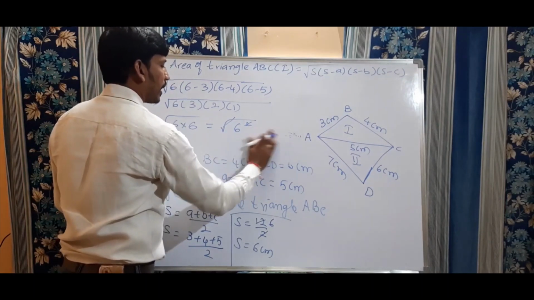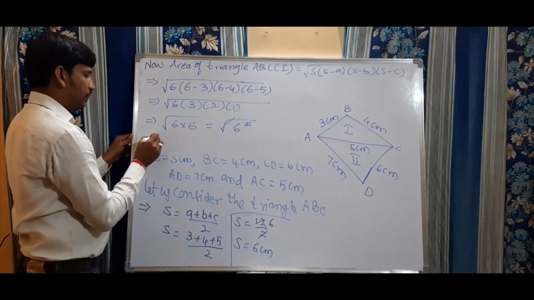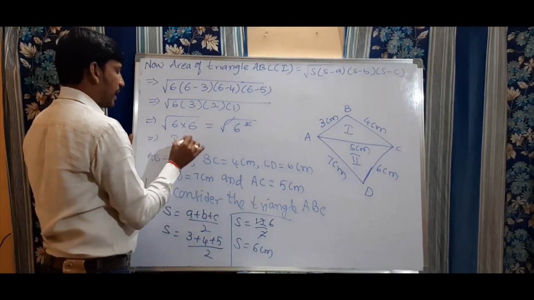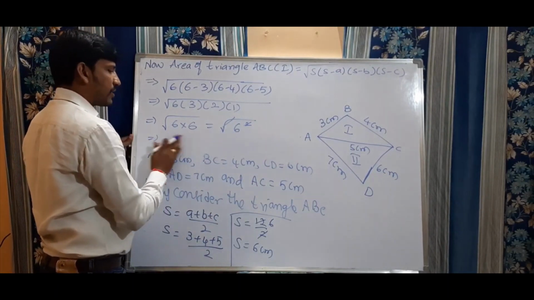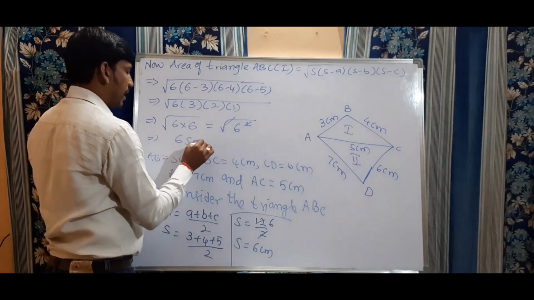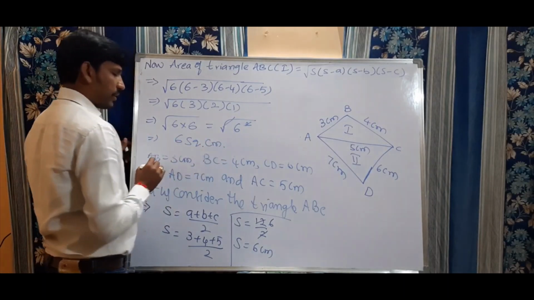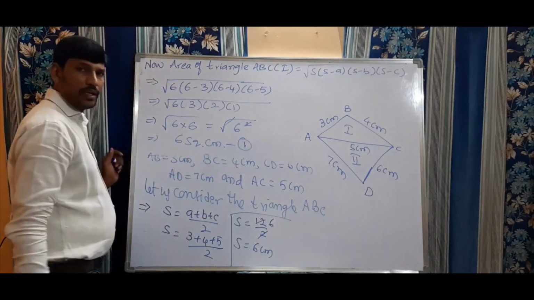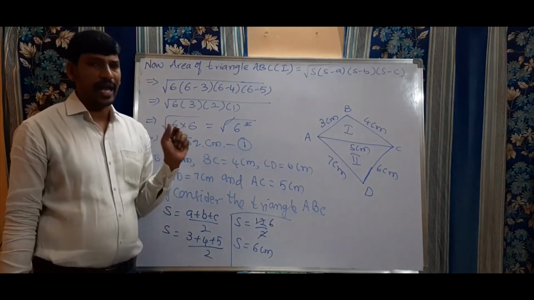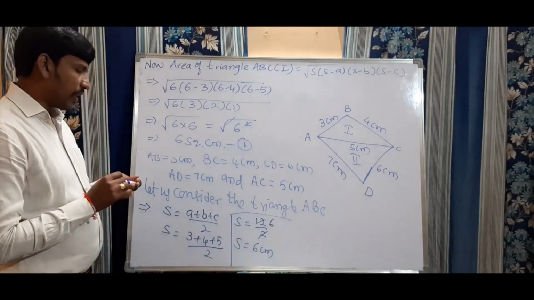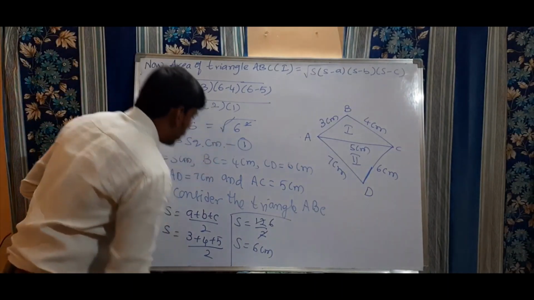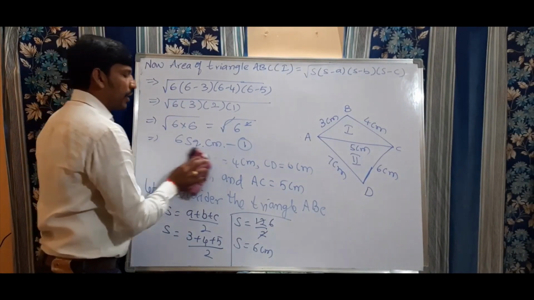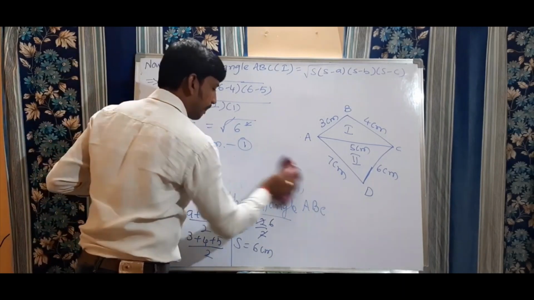Clear? So otherwise you can write it here. So the area of the first triangle is 6 square centimeters. This is equation number 1. Clear? So this is the area of the first triangle ABC. Now you can find out the area of the second triangle. To find the area of the second triangle, we need to find out S first of all.